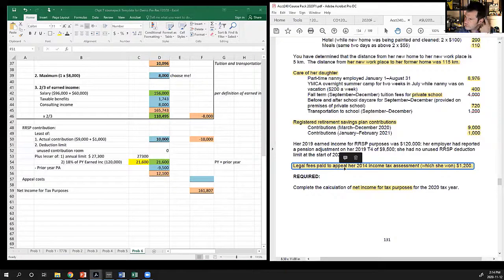Legal fees paid to appeal her 2014 income tax assessment. Like I said, if you're paying legal fees to fight the man, you're fighting the CRA, they've misjudged your tax return for the year. You've incurred some legal fees to fight them. It's $1,200. So you can deduct $1,200 down here. And that, I want to say, right here is the net income for tax purposes, including all the income inclusions and our other deductions that we just learned about.